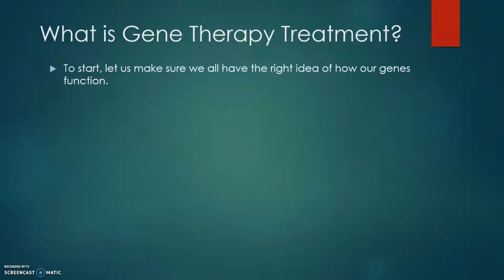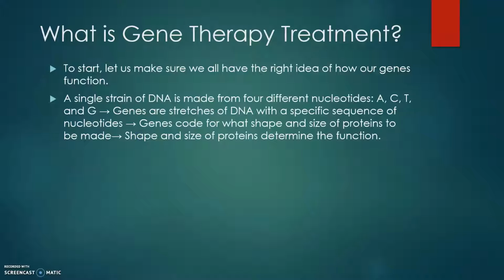Well, I'd like to start off, just to make sure that we're all on the same page, with the functionality of our genes. Our cells each contain 46 strands of DNA. A single strand of DNA is made up of 4 different nucleotides. A, C, T, and G are just the letters that the scientists have assigned to those. Genes are stretches of DNA with specific sequences of those nucleotides, and genes code for what shape and size proteins are supposed to be made from those cells.